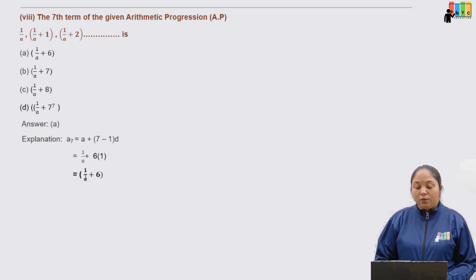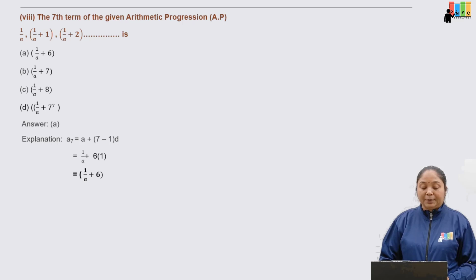That means what we get? 1 upon a plus 6. So 1 upon a plus 6 is our seventh term. So the correct option is option number A.